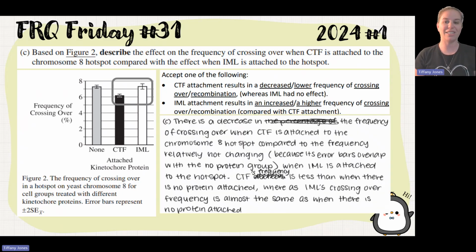And so the student said there is a decrease in the frequency of crossing over when CTF is attached to the chromosome 8 hotspot compared to the frequency relatively not changing because the error bars overlap with the no protein group. When the IML is attached to the hotspot, the CTF's frequency is less than when there was no protein attached, whereas IML's crossover frequency is almost the same as when there is no protein attached.